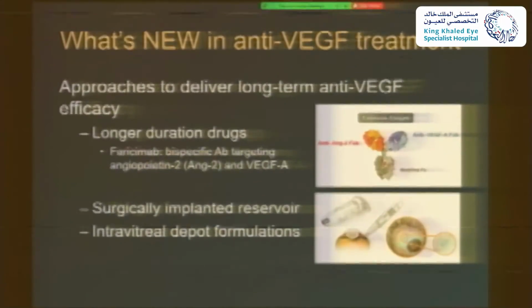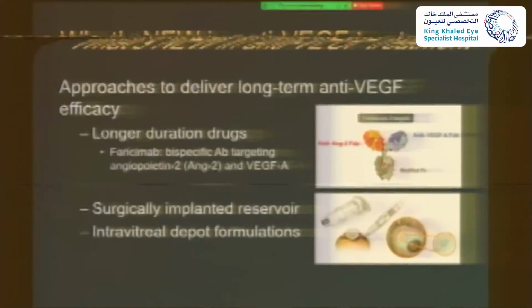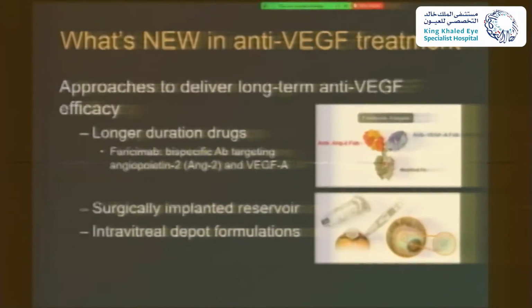And there's also the reservoir, which is a surgically implanted little device. It looks like this. You implant it at the level of the pars plana. It is filled with Lucentis, and then you get to fill it every 6 months. You cover it just like you cover glaucoma surgery. Dr. Abidan is right here.